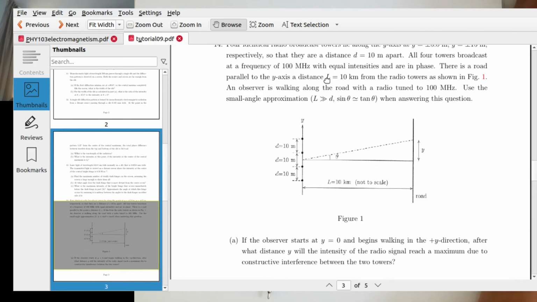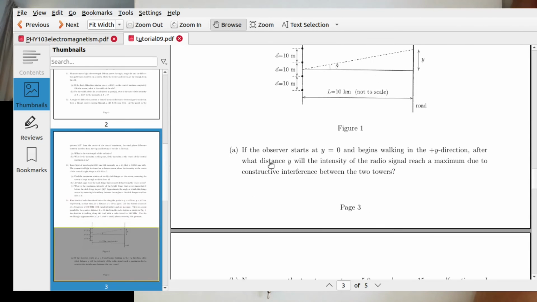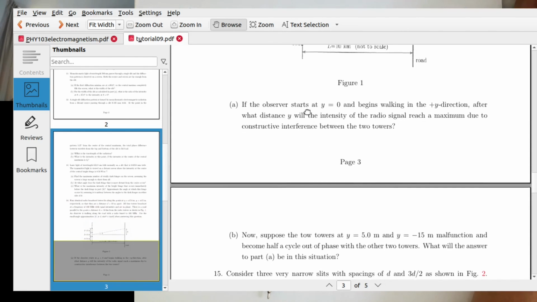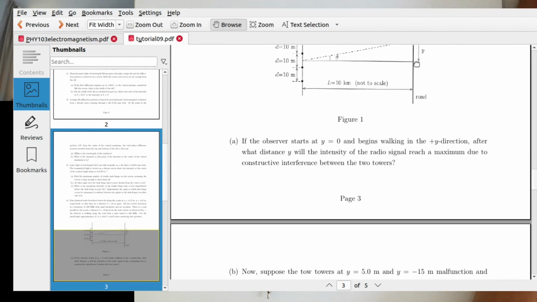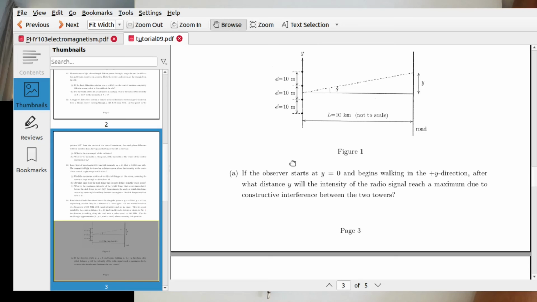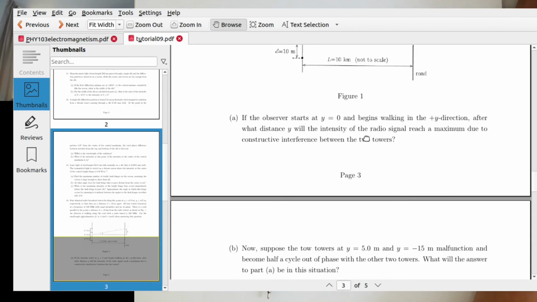So from this information, we can calculate the wavelength and everything. But yes, what we want to answer is this. If the observer starts at y equals 0 and begins going in this direction, what is the position such that the intensity reaches the maximum because of the constructive interference?